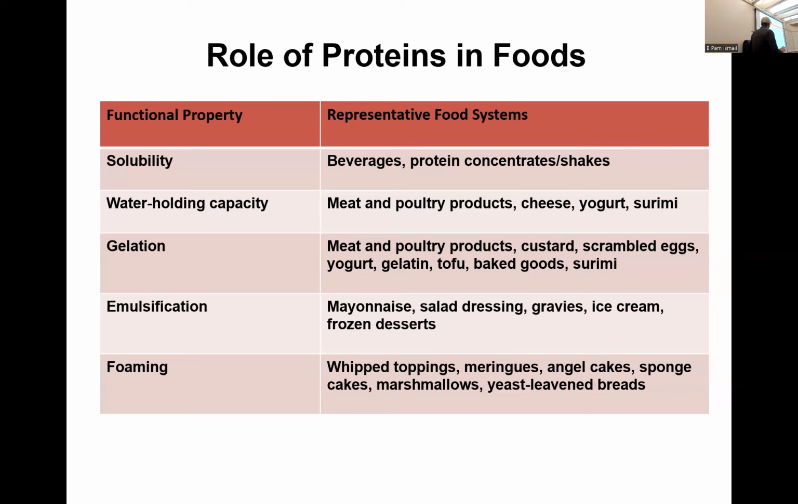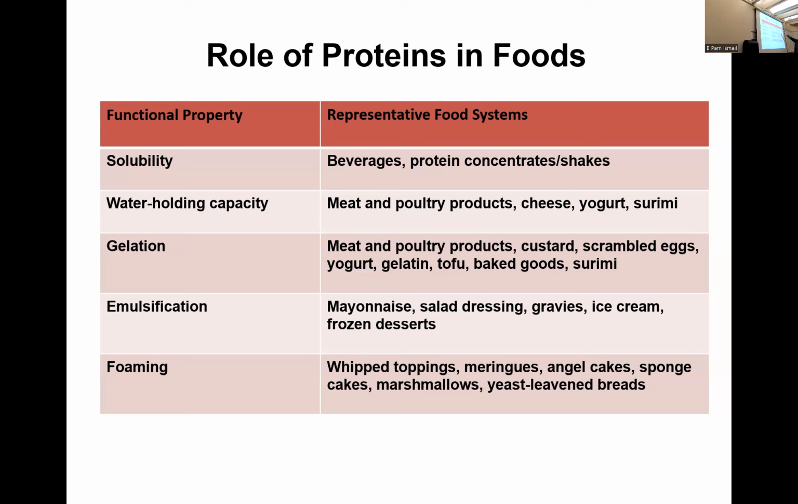So this table kind of summarizes some of what I talked about in terms of the different functional properties that we usually refer to for proteins. Most of you are already running these assays in the lab. But where does this functionality manifest in what type of food products? And then this is an example.